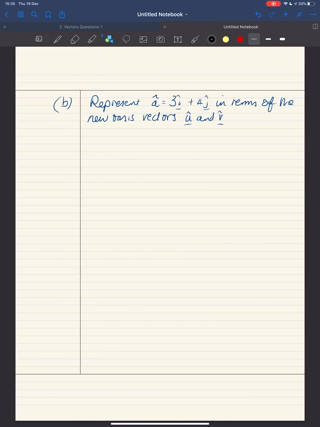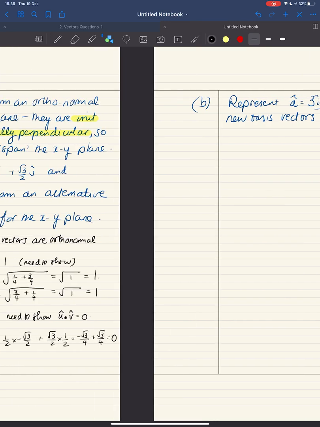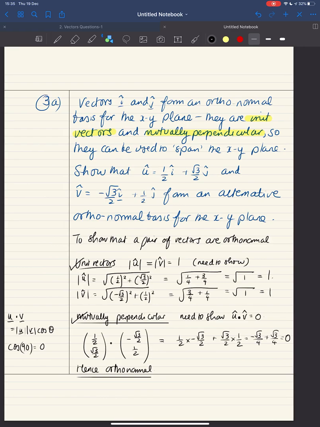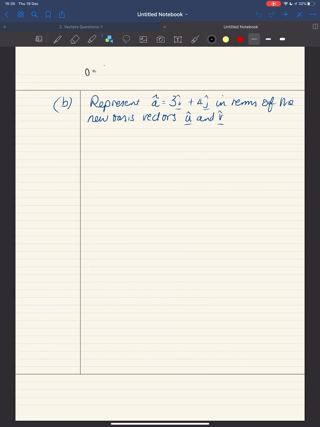Okay. Right, part B. It says represent the vector 3i plus 4j in terms of the new basis vectors u and v. So u is a half i plus root 3 over 2 j, and v is, is it minus root 3 over 2 i? Yeah.